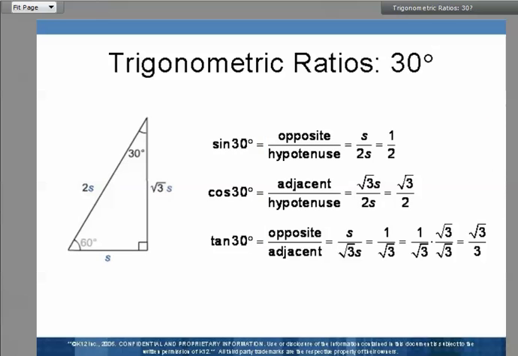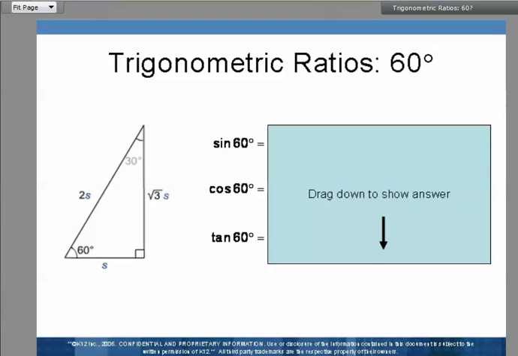Wait a second, what's this? We were dealing with a 30-degree angle there. Can we do the 60-degree angle? Let's see. The 60-degree angle is going to be done the same way. So let's see here. Here's my 60-degree angle down here. I'm doing it with you. And we're going to find the sine of it. That's the opposite, this number, divided by the hypotenuse, that's this number. The s's are going to cancel out, and I'm going to have the square root of 3 divided by 2.